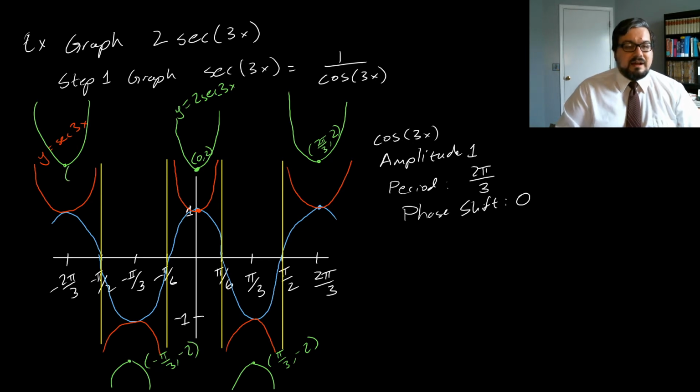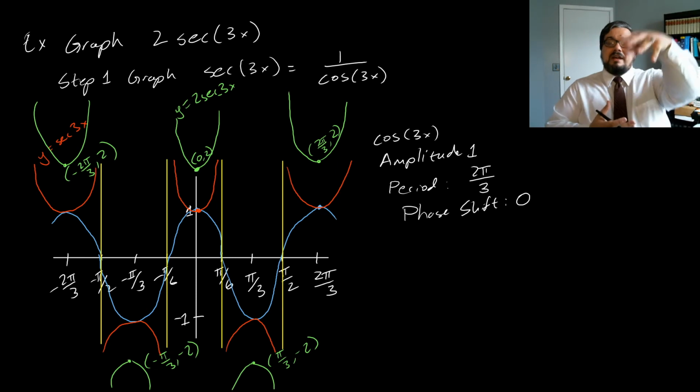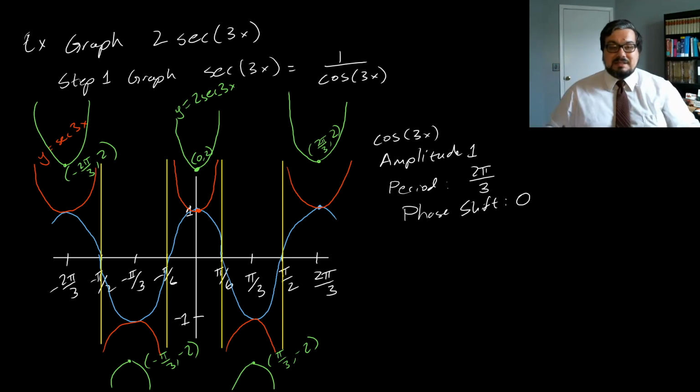And this is how we can graph a secant or cosecant function that involves a coefficient in front. Notice that if the coefficient in front was negative, not only would we be stretching or compressing the graph, but we'd be flipping it over the x-axis. So if this were a negative 2 times secant 3x, then the green horseshoe in the middle of the graph would actually be pointing down, and the next ones would be pointing up, and so forth and so on.